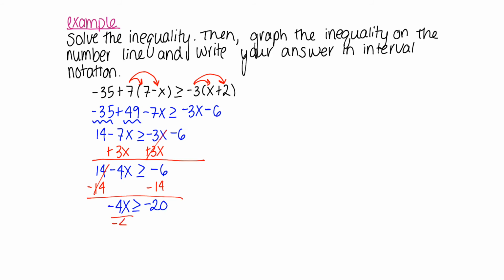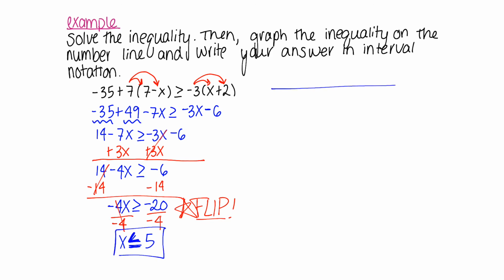To get the x by itself, I need to divide by negative 4, and you know what's coming. We are dividing by a negative, so we do need to flip our inequality. So it was pointing to the right, now it's going to point towards the left. We have an x. Negative 20 divided by negative 4 is positive 5, so x less than or equal to 5 is the inequality answer.